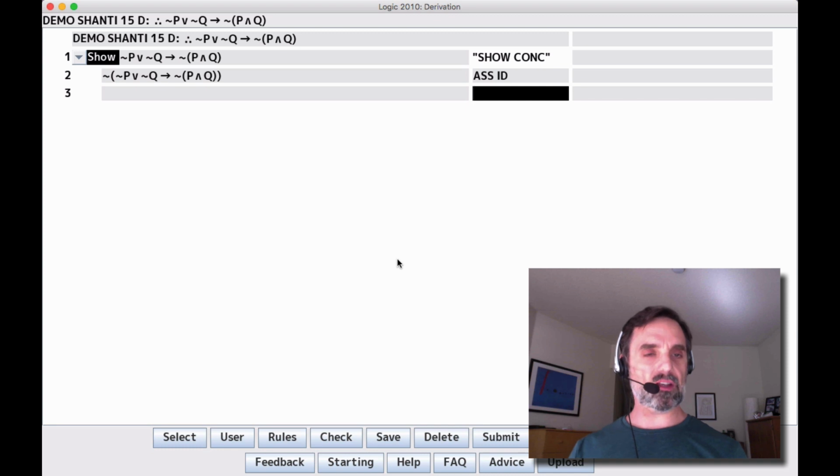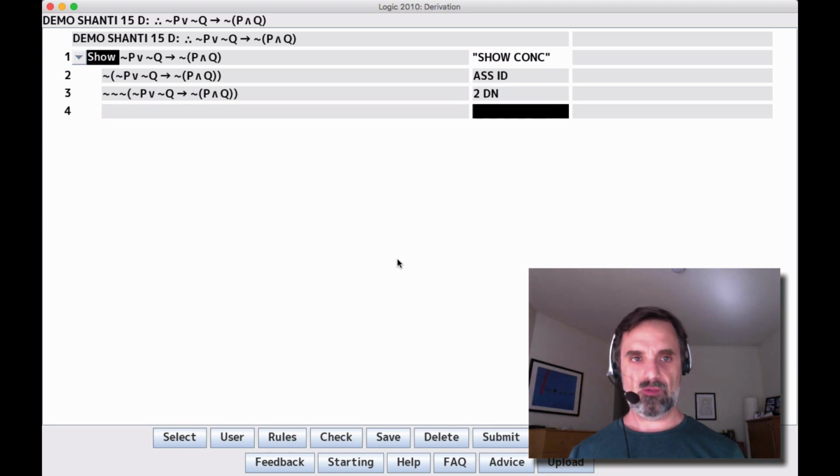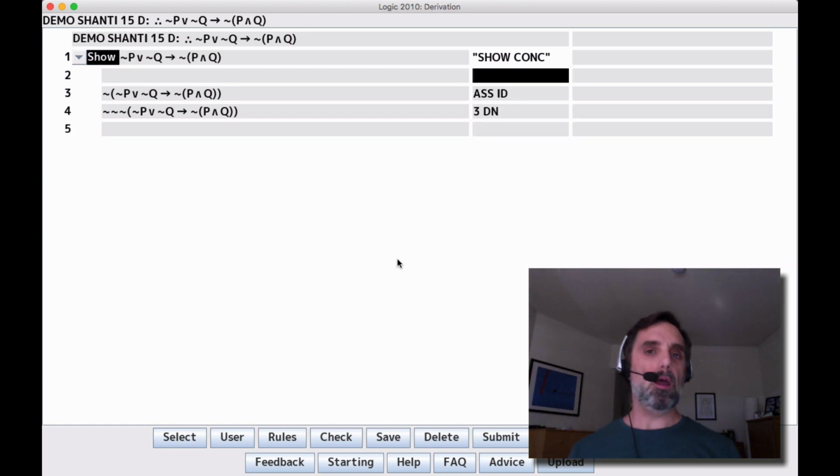Oh, that's the negation of a conditional. What are we going to do with that? I know, we'll do DN. Oh, that's garbage. So, we didn't make the right assumption, because we're trying to show a conditional, we want to make a conditional assumption.